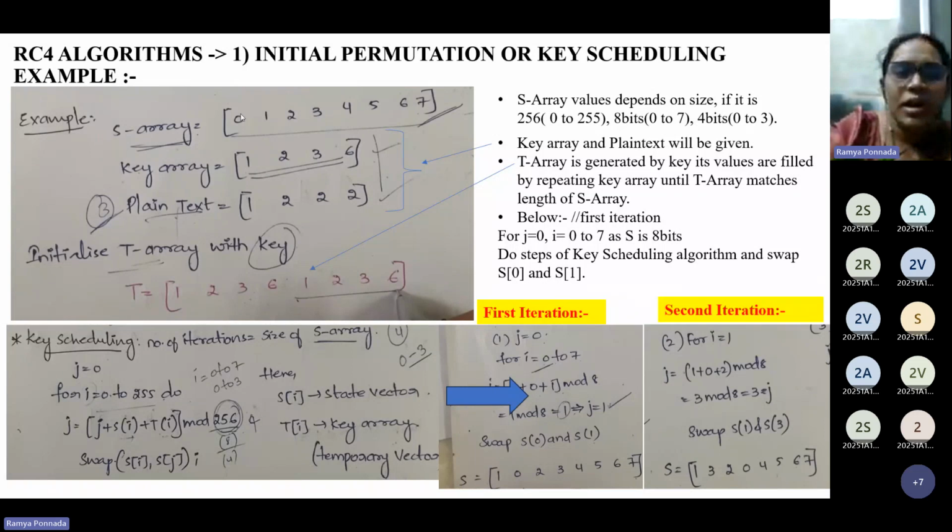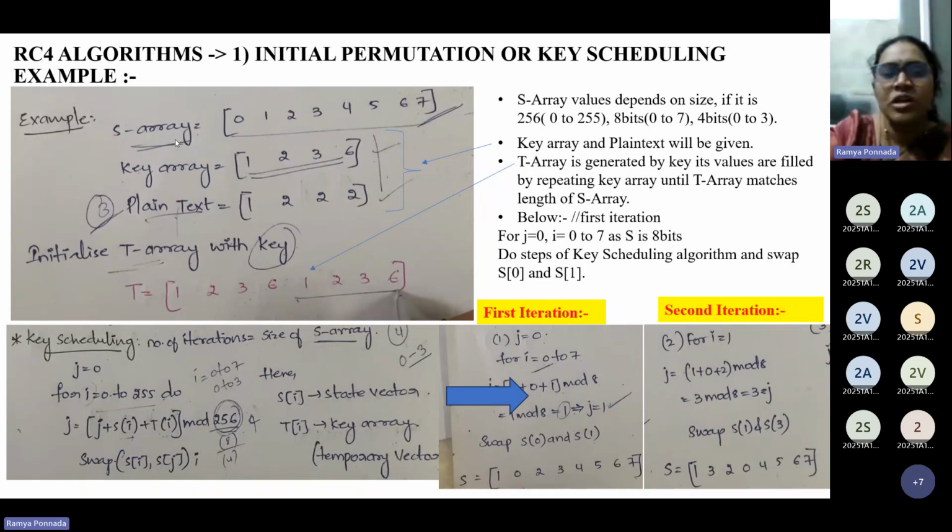So like that, S0 is equal to 0, S1 is equal to 1, S2 is equal to 2, S3 is equal to 3, S4 is equal to 4, S5 is equal to 5, S6 is equal to 6, S7 is equal to 7. Okay, so this is how you got these values. Next, you are going to have the key array and your plain text. Both of these are already given in your problem. Don't worry about it.